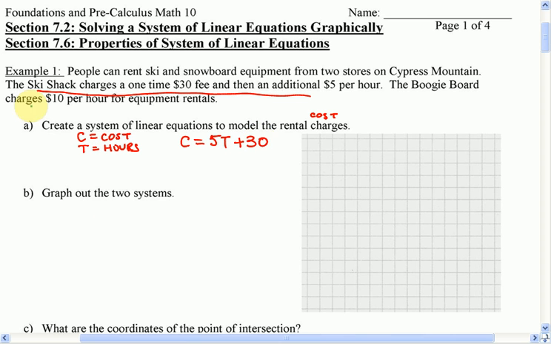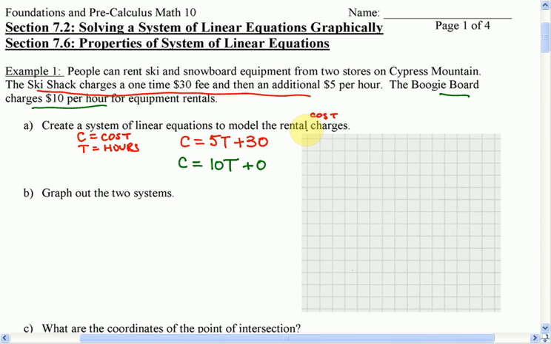How about the Boogie Board? Their cost is really just $10 per hour, so 10t. Do they have a one-time fee? No, so you can put down +0 if you need to, but once again, not required. Well, look what you have here. You have 2 equations with 2 variables. So the next thing I'd like you to do is graph out the 2 systems.